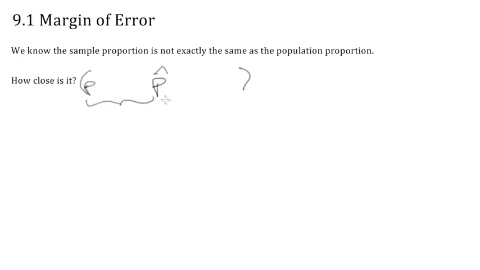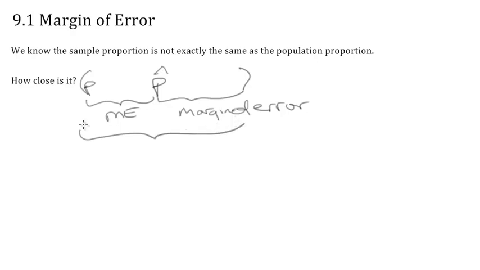Now, the distance from the sample proportion that we think the true proportion is, this distance is called the margin of error. And it could be this distance above the sample proportion, or it could be this distance below the sample proportion. And this entire window from one margin of error below the sample proportion to one margin of error above the sample proportion, this is called a confidence interval. I misspelled that. Confidence interval.